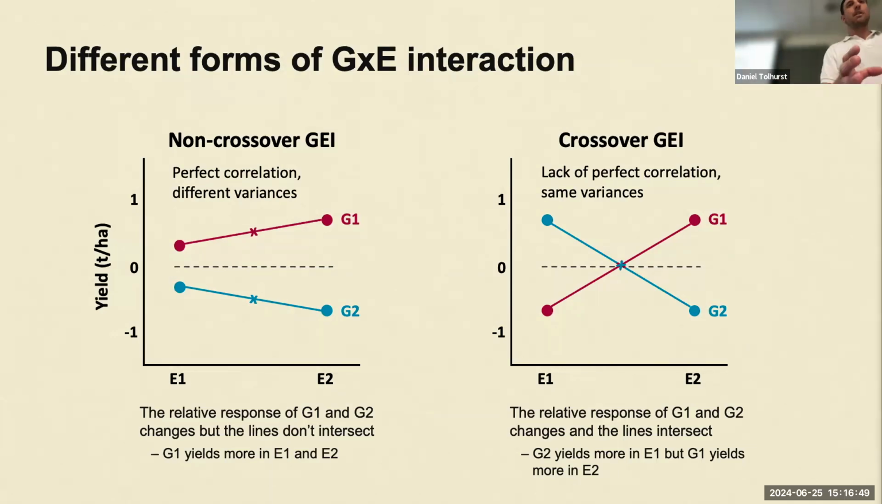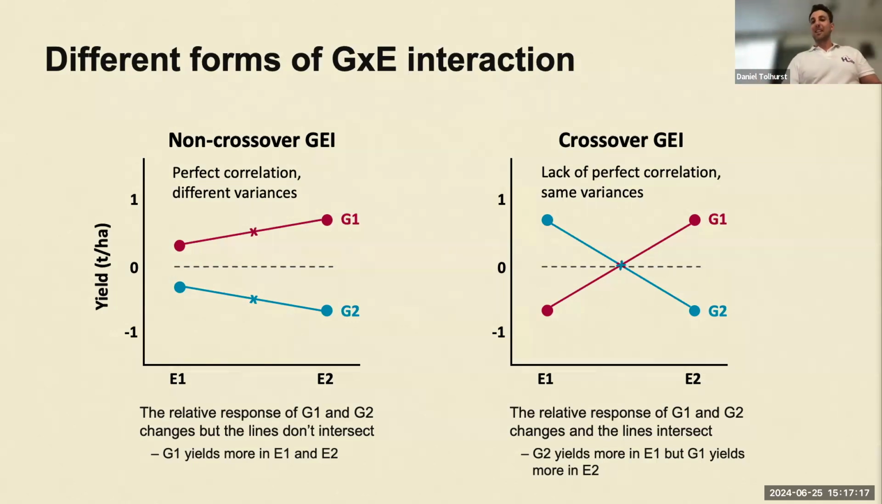So if you were to observe this type of G by E in your data, it's not going to affect your rankings between the two environments. You know that if you select for G1, it is the better genotype in both environments, regardless. There's a perfect correlation between the two environments of 1. So that's another way of thinking about it: the correlation there is 1. What's just changing is the variance of the response.